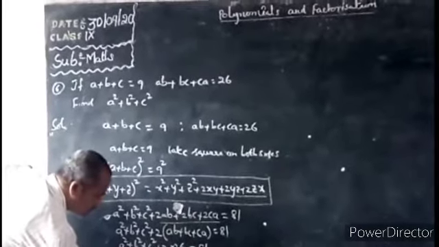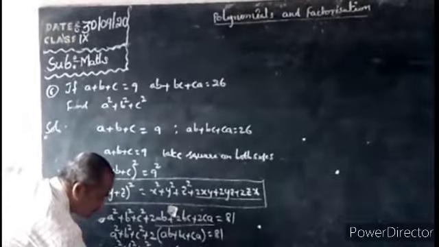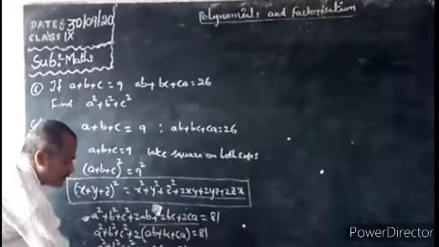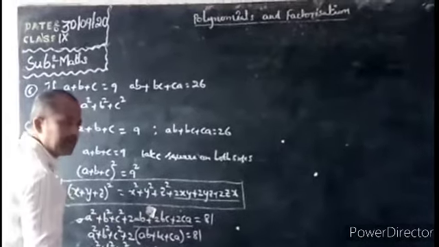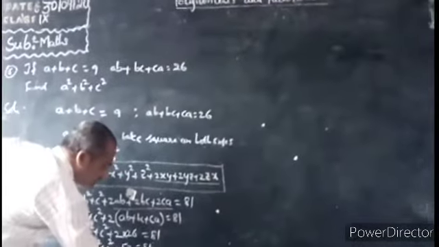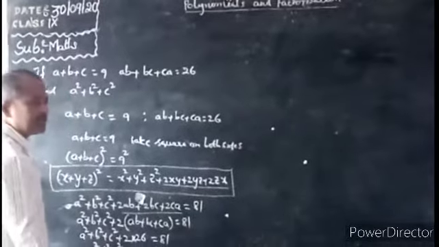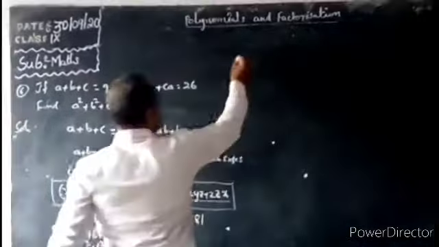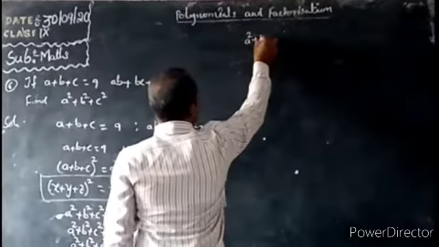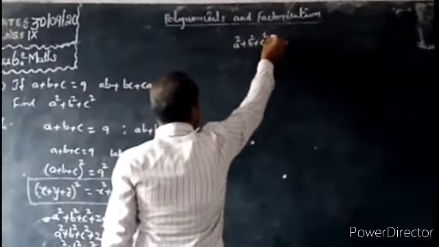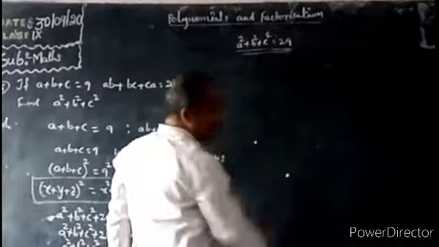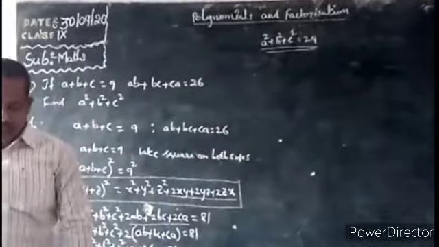So a square plus b square plus c square becomes 81 minus 52, transposing from left to right side, it becomes minus 52. 81 minus 52 is how much? 29. So a square plus b square plus c square is equal to 29. That is your answer. Understood now, everyone?